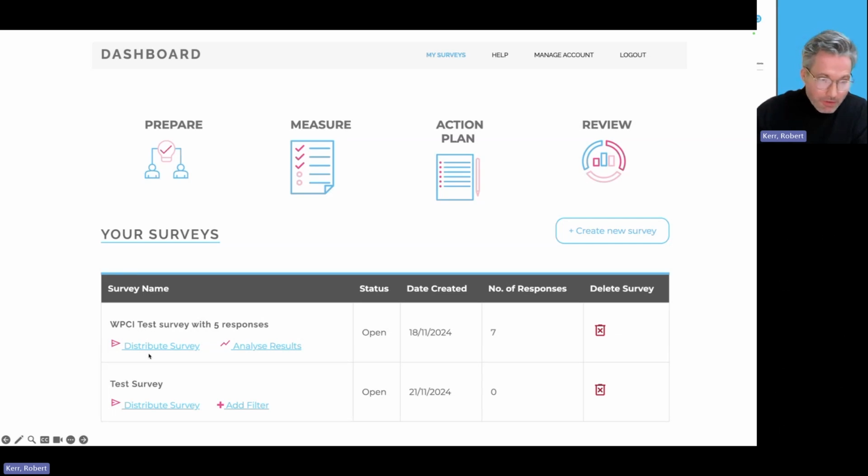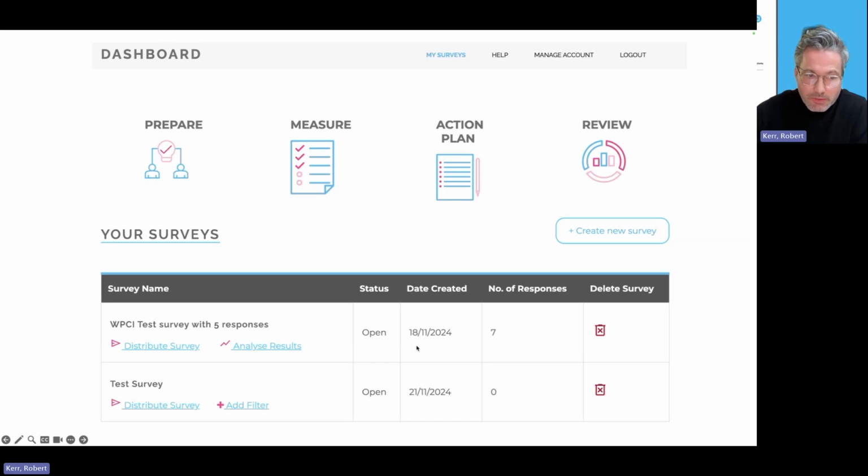There are two surveys I've created here previously. And as soon as it's in the table, it presents information on the status of the survey, when it was created, and the number of responses. So it'll dynamically update every time there's a response to your online survey. I can also delete a survey as well.